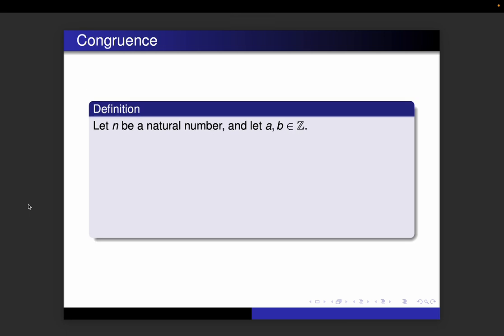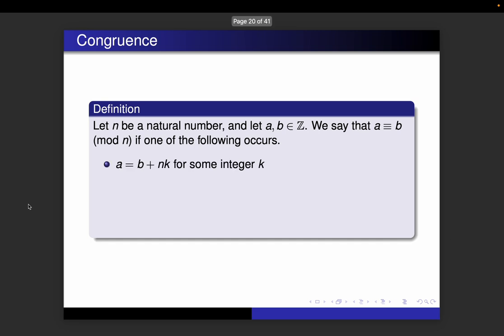So if we want to look at a formal definition of congruence, we let n be a natural number, and we let a and b be integers. We say that a is congruent to b mod n if one of the following occurs. So one way of understanding that is a is equal to b plus nk for some integer k.